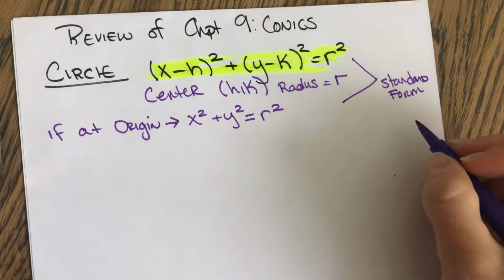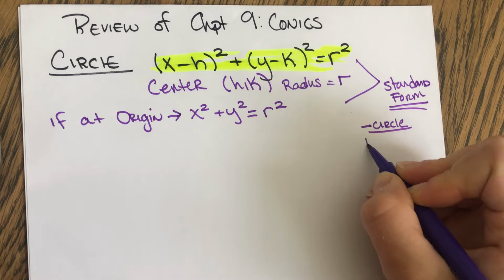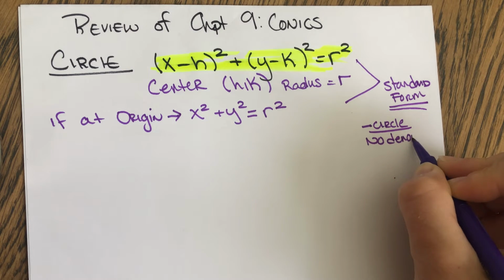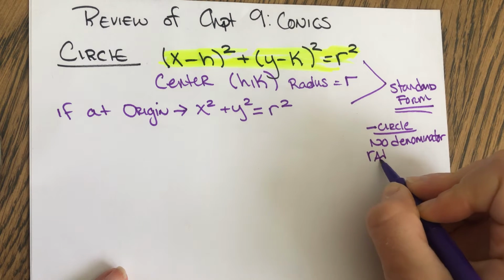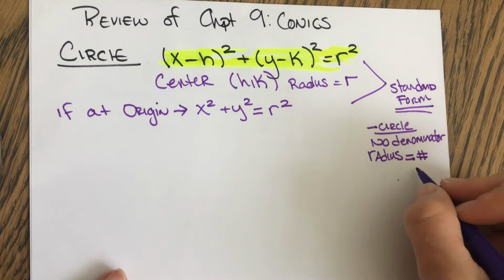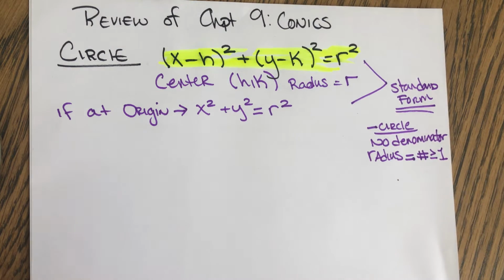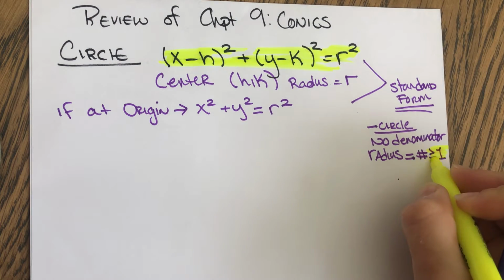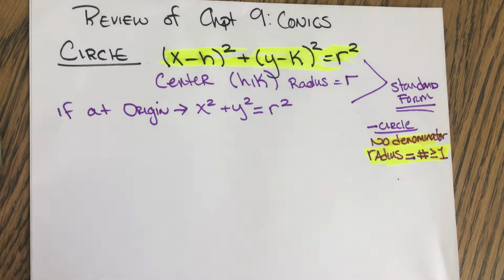So what does that mean? It means for a circle, no denominator. You cannot have a denominator for a circle. And if we want to write ourselves a note, the radius, which is what it equals, will be a number greater than or equal to 1, right? We can have it at 1 or we can have 2, 4, 6, 8, whatever. But for the other ones, it has to equal 1. So that would be what it's at the center. Okay, so the radius has to equal 1.